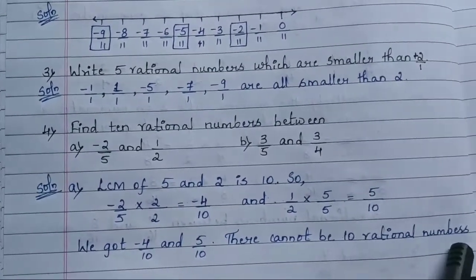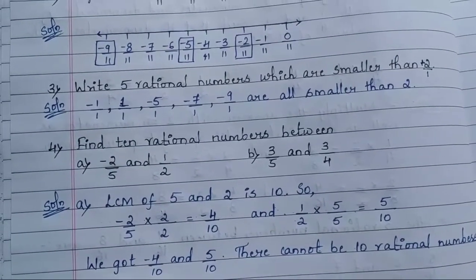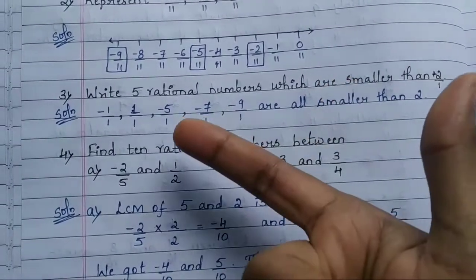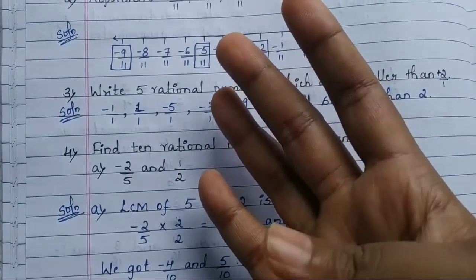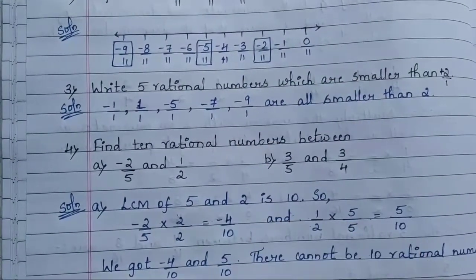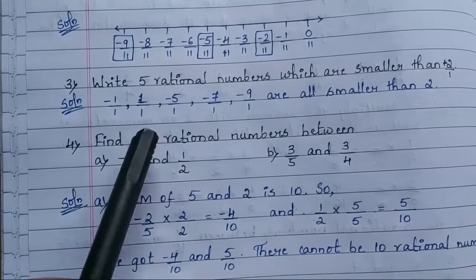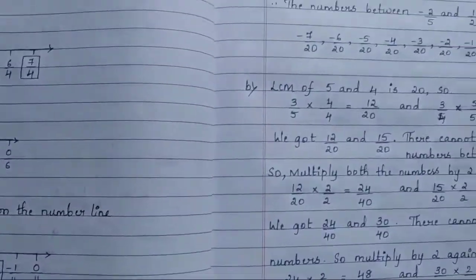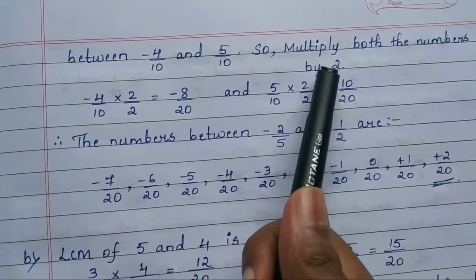So there cannot be 10 rational numbers between these two numbers. Why? Because you can see here minus 4 by 10, minus 3 by 10, minus 2 by 10, minus 1 by 10, 0 by 10, 1 by 10, 2 by 10, 3 by 10, 4 by 10. Okay, you are having only 8 numbers between your minus 4 by 10 and 5 by 10. So you need how many numbers? 10 numbers. So what you have to do is, you again have to multiply these both the numbers with 2.